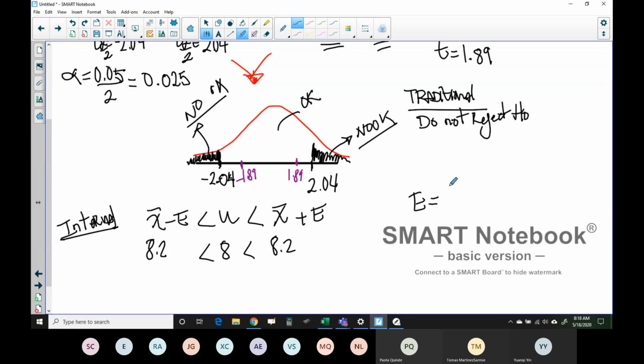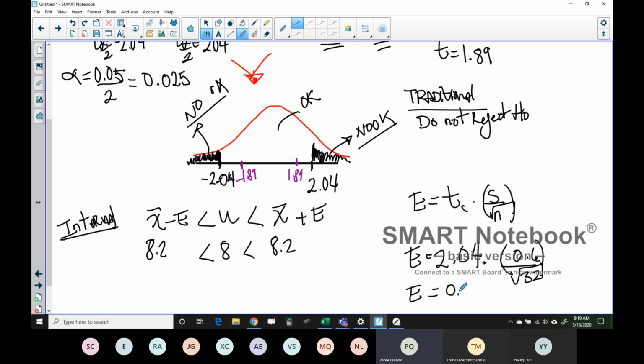Now, E is the T critical value times the standard deviation divided by the square root of n. What is the T critical value? You have it in all the pictures. It's 2.04. This is the critical value, the first one that you did, times the standard deviation, which is 0.6, divided by the square root of 32. E will give you a value.